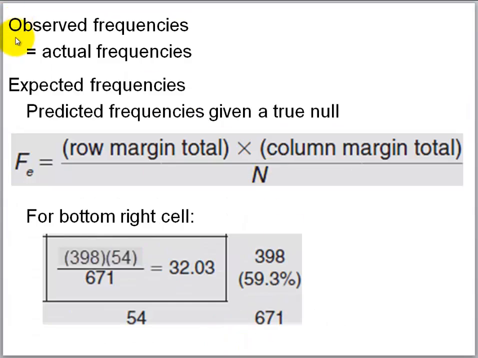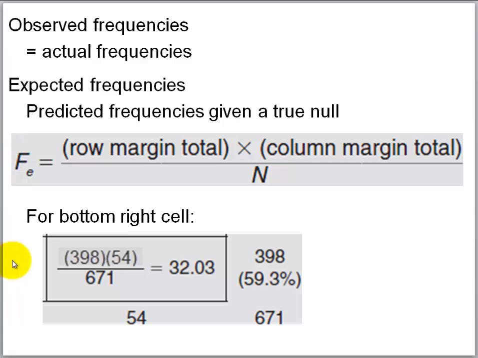Observed frequencies are simply the actual frequencies in a given cell. So for instance, the last slide conveyed to us that there were 59 minority in-racial cases with serious problems. The observed frequency for that cell, therefore, would be 59. Expected frequencies are the predicted frequencies given a true null. To calculate expected frequencies, multiply the row margin total by the column margin total and divide by the sample size.